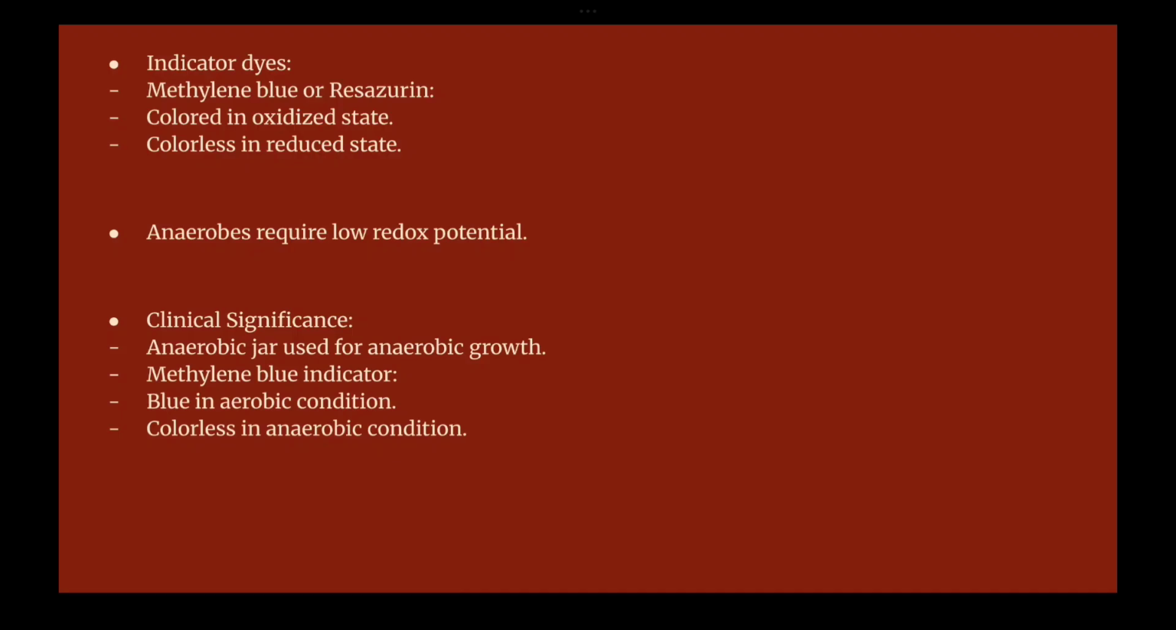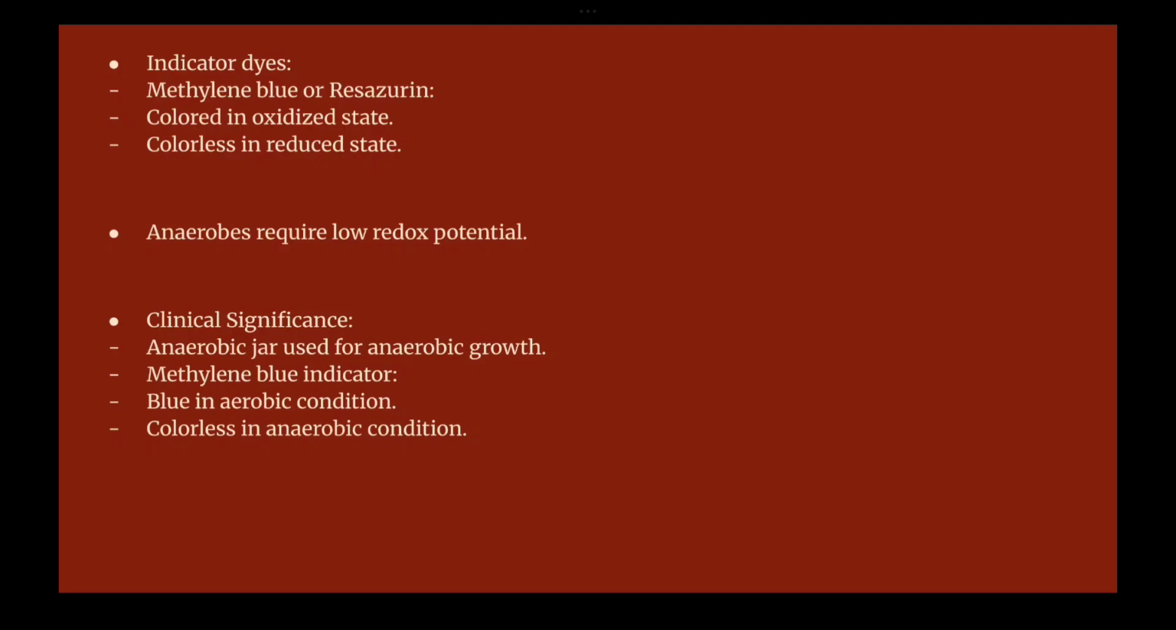The indicator dyes that are used are methylene blue or resazurin. They are colored in the oxidized state and colorless in the reduced state. These indicators are used inside the redox potential systems to determine the oxidation and reduction with the naked eye. So when oxidation takes place, the color is observed by the presence of methylene blue or resazurin indicators, and it is colorless in the reduced state. Anaerobes grow well in low redox potential because of the reducing system that is observed.